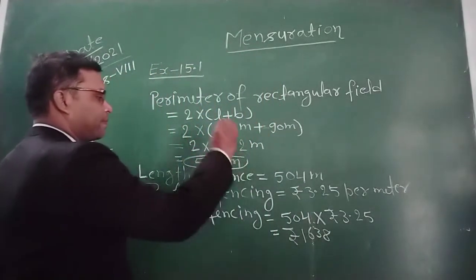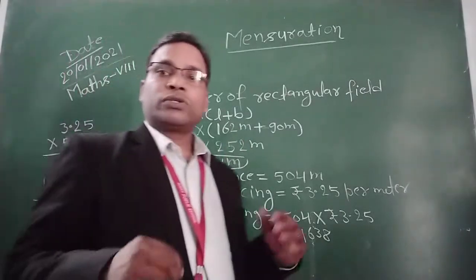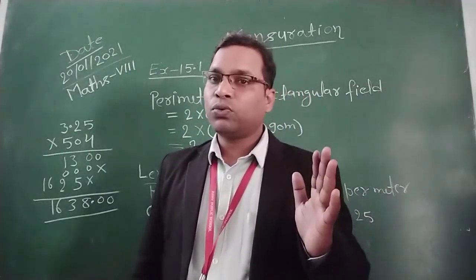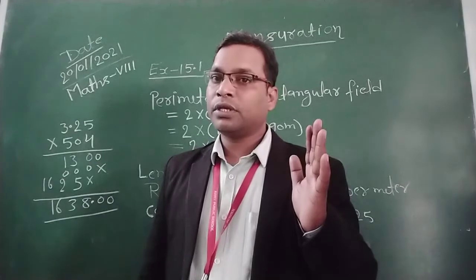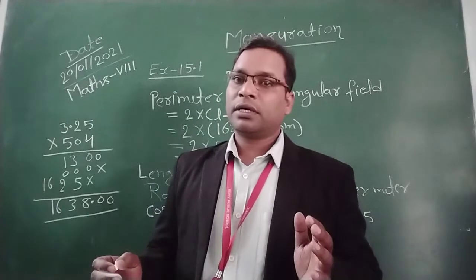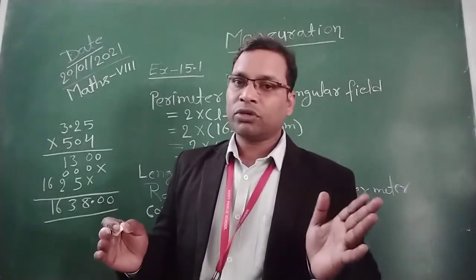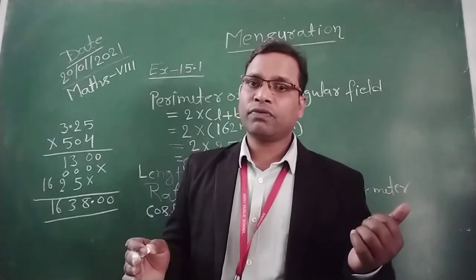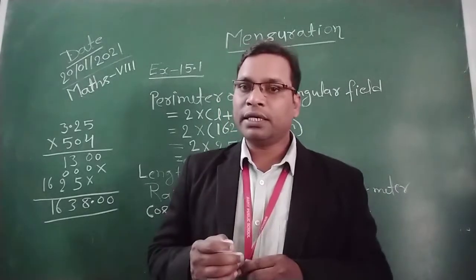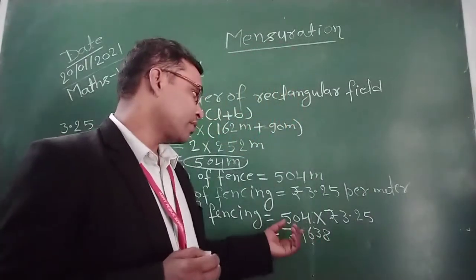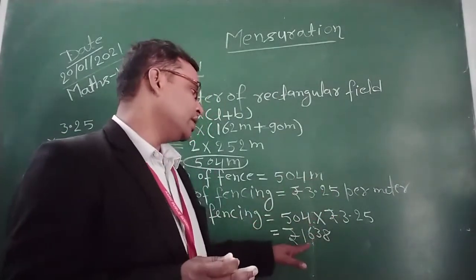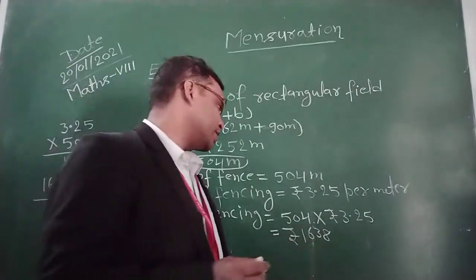In this question it is also given that the rate of fencing is 3.25 rupees per meter. The length of fence is equal to the perimeter of the rectangular field. This is equal to 504. So if you multiply the length of fence into the rate of fencing, then you find the cost of fencing. So here you can see 504 into 3.25 rupees. If you multiply them, then you will get 1638. This is the cost of fencing.